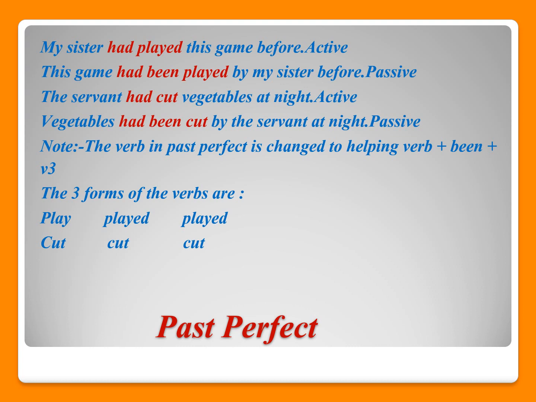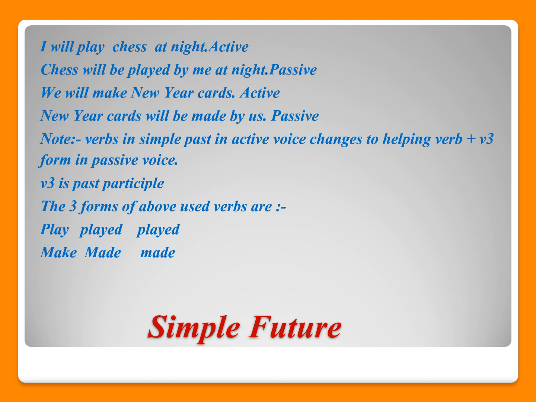The 3 forms of verb used above are play, played, played, cut, cut, cut. When the verb cut is there, it remains the same even in the verb 2 form and verb 3 form. I will play chess at night.